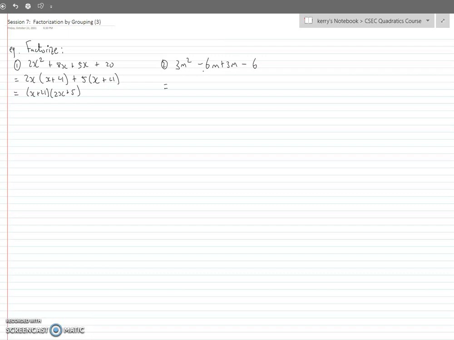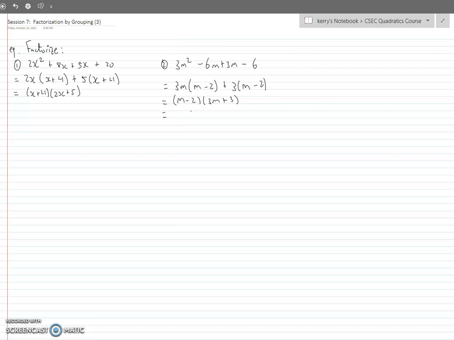From this first one, we see that 3m could divide both of these terms. So 3m squared divided by 3m is m, minus 6m divided by 3m is minus 2. Let's go again. Now plus, what could divide both of these? 3m divided by 3 is m, and minus 6 divided by 3 is minus 2. And again, we have this common m minus 2 term here. So we could take out that m minus 2, and we end up with 3m plus 3.